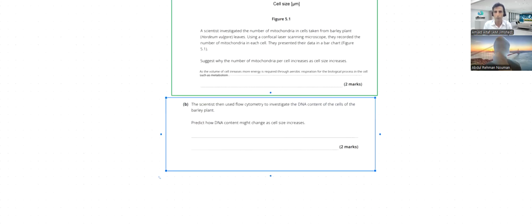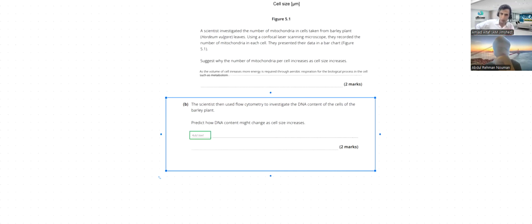The scientists then used flow cytometry to investigate, you can read it out, please. Yeah, the scientists then used flow cytometry to investigate the DNA content of the cells in the barley. Predict how the DNA content might change as the cell size increases. It's again a 2 mark question. As per the mark scheme, you need to add 2 points here.